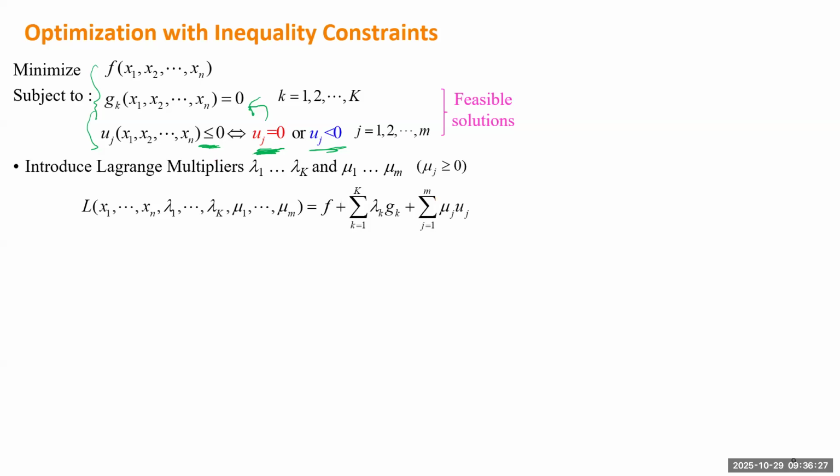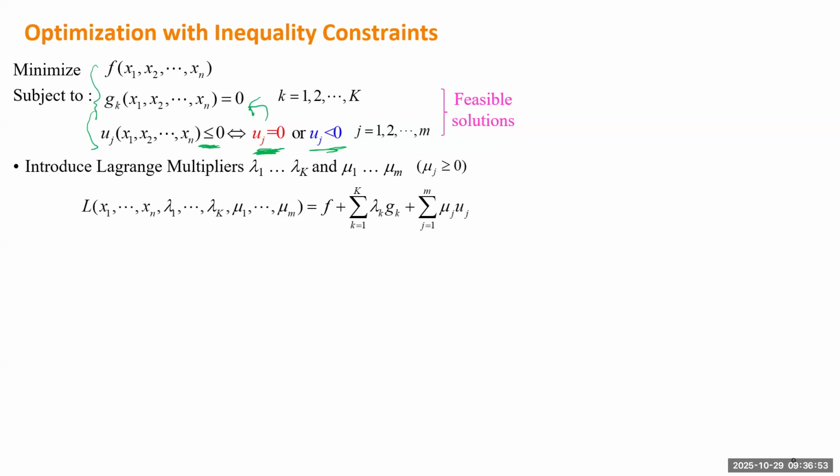All right, so first we introduce Lagrange multipliers, lambda and mu. Lambdas are only for the equality constraints, the G functions, and the mus are for the inequality constraints, the U functions. The lambda and mu represent some penalty, so usually we assume the penalty to be positive, or at least not negative.